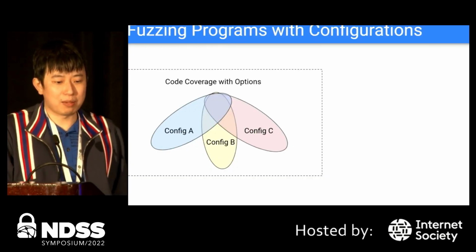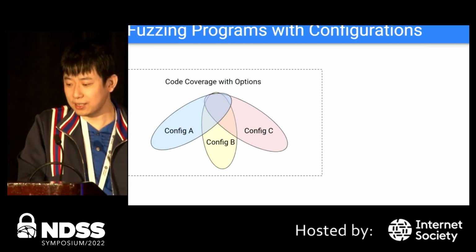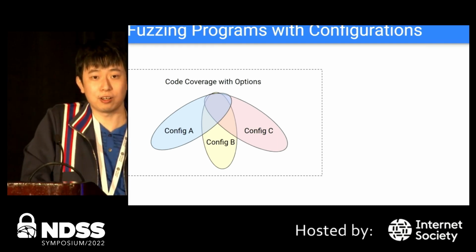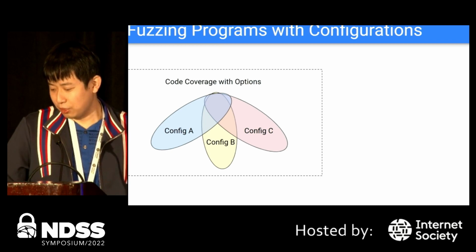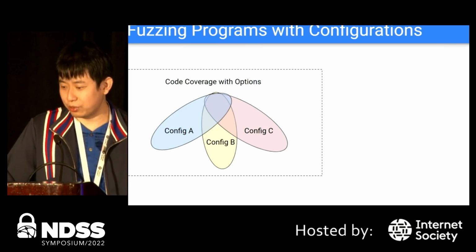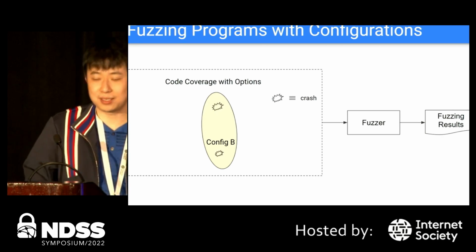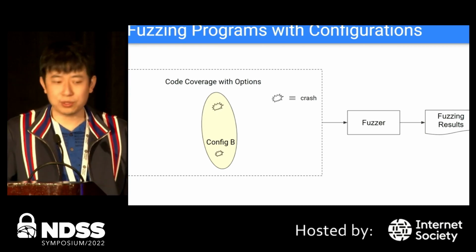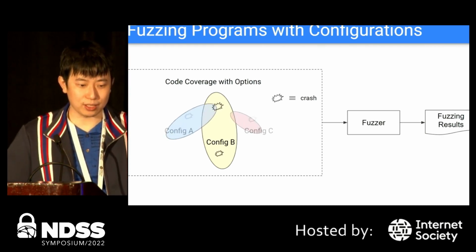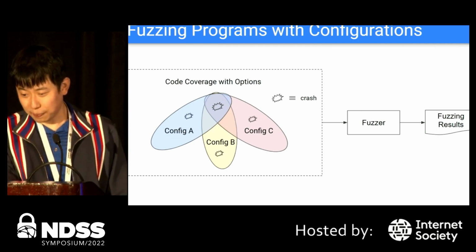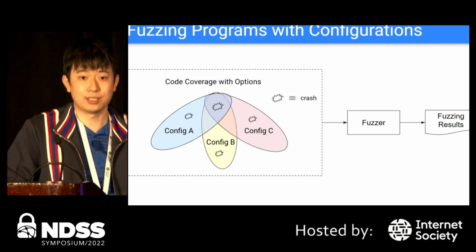Real-world programs often come with configurations that turn on and off certain functionalities. Usually, when we are fuzzing them, we focus on a certain configuration and find bugs in that. However, doing this may miss bugs that are located under other configurations.